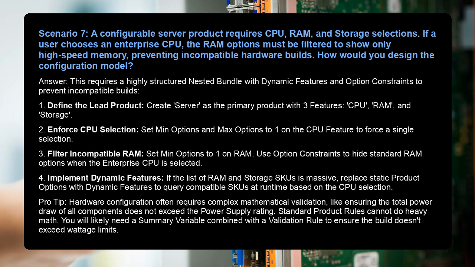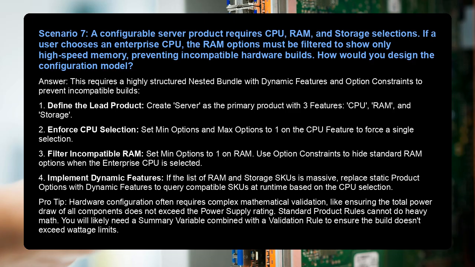2. Enforce CPU selection. Set min options and max options to 1 on the CPU feature to force a single selection. 3. Filter incompatible RAM. Set min options to 1 on RAM. Use option constraints to hide standard RAM options when the enterprise CPU is selected. 4. Implement dynamic features.